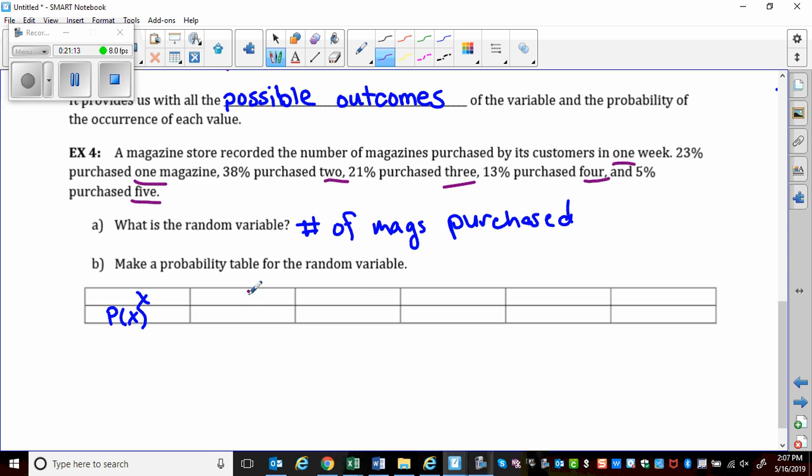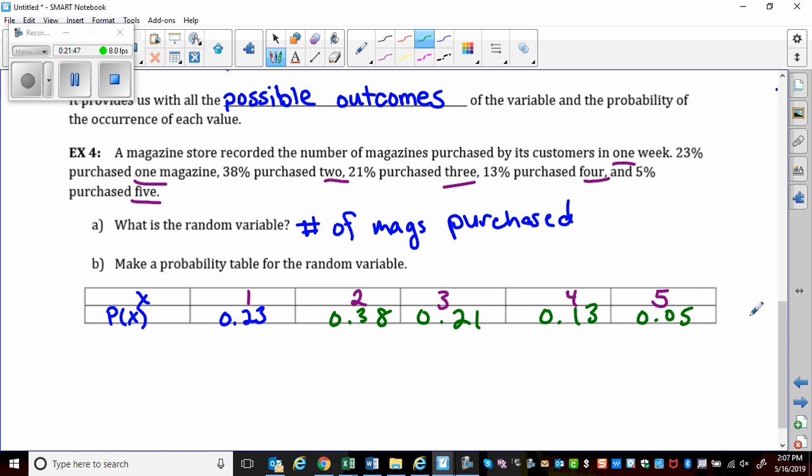So I'm going to go from 1 to 5. And the amount that purchased 1 was 38%. Or 23% purchased 1. So 0.23. 2 is 0.38. 0.21. 0.13. And 0.05.